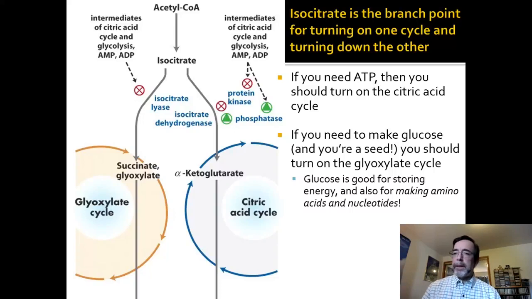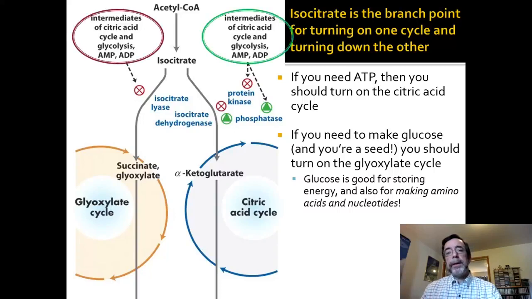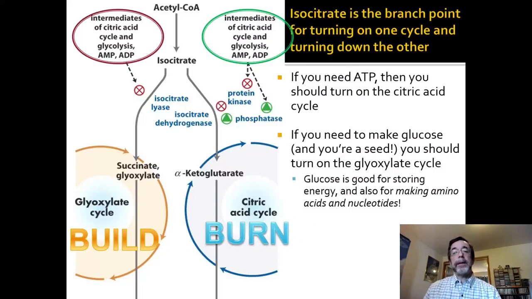Basically, this is the most complex that it gets right now, but this idea of isocitrate as a branch point, and if you want to burn more stuff, you make more isocitrate, is actually one of the regulation points that's important even for cancer and things like that. So I'm introducing it with seeds, but it's actually important for all of life. Just realize that this is the main thing. If you need to burn energy, or if you're building up citric acid cycle intermediates, you want to do more burning. So you have the burning side turned on.